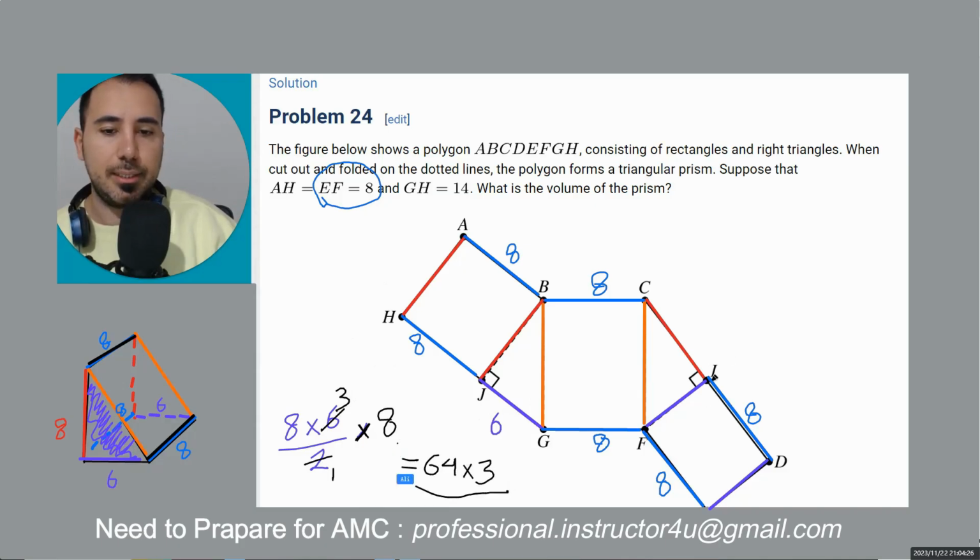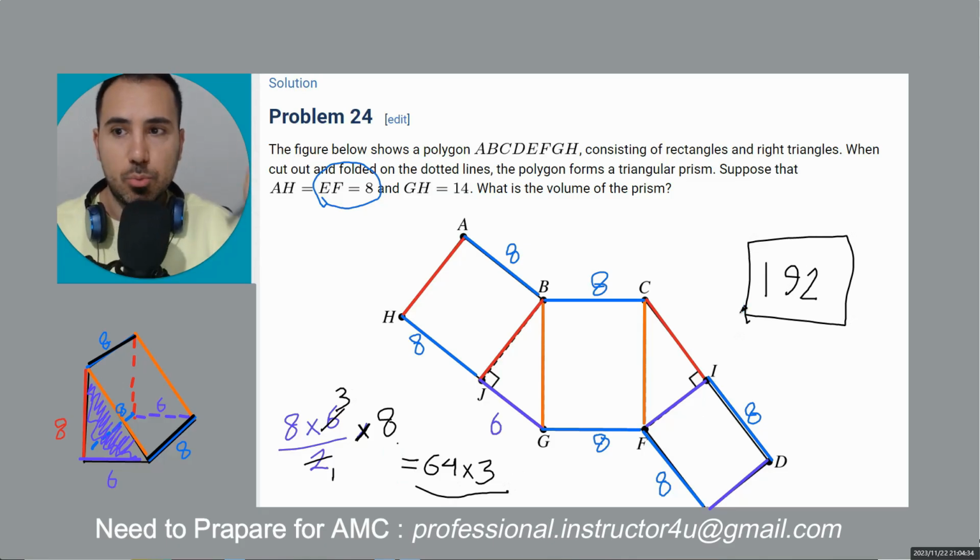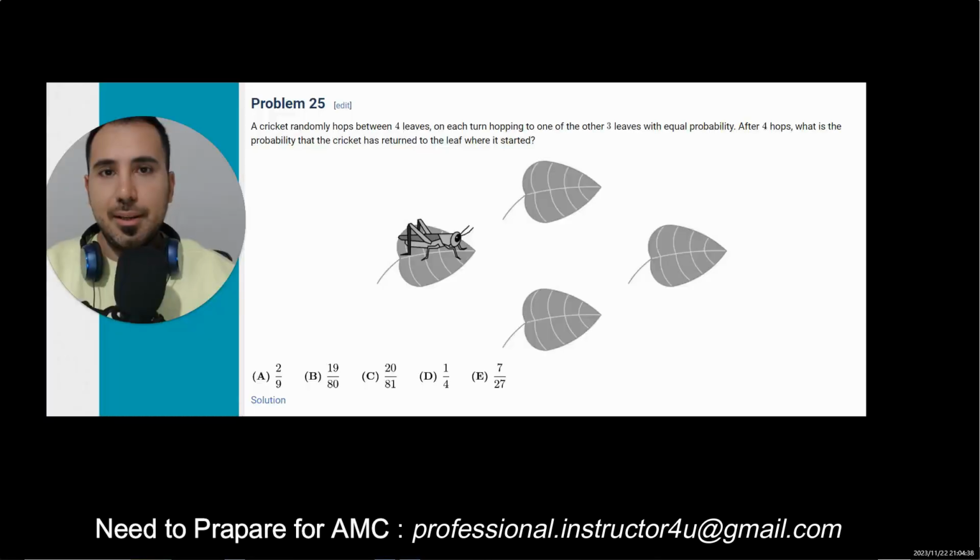When you multiply this, it's going to be 192. And there you go. That's the volume. And we did it without having to imagine. This goes there. Okay? So, well, problem 25 is very easy if you just use the right technique. So let's read it.